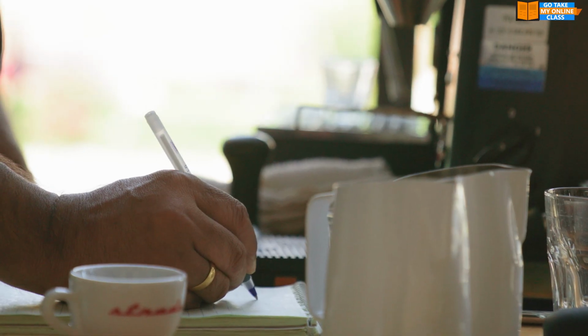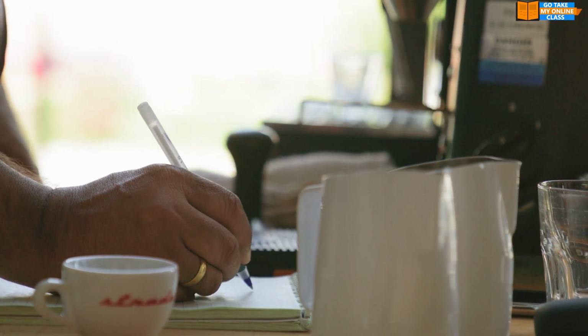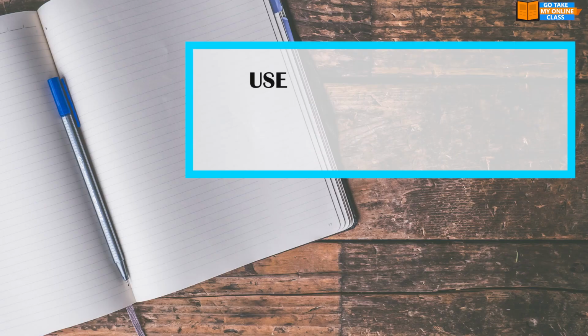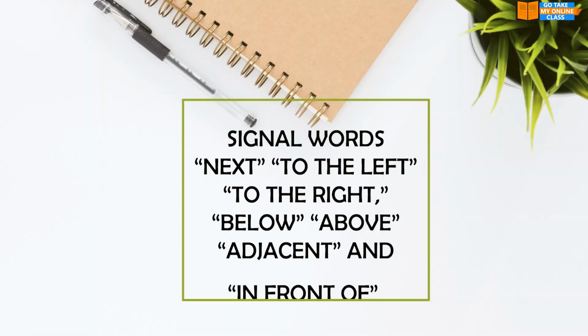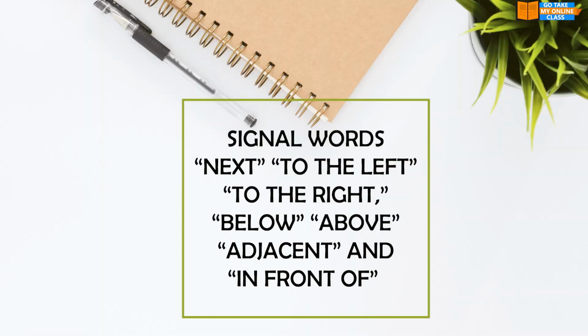You can use different types of transitions to indicate the movement from one location to another. For example, use transitional words like however, moreover, in spite of, similarly, in contrast to, and at the same time to guide readers through the events. Also, you can use signal words like next, to the left, to the right, below, above, adjacent, and in front of to create a logical sequence.